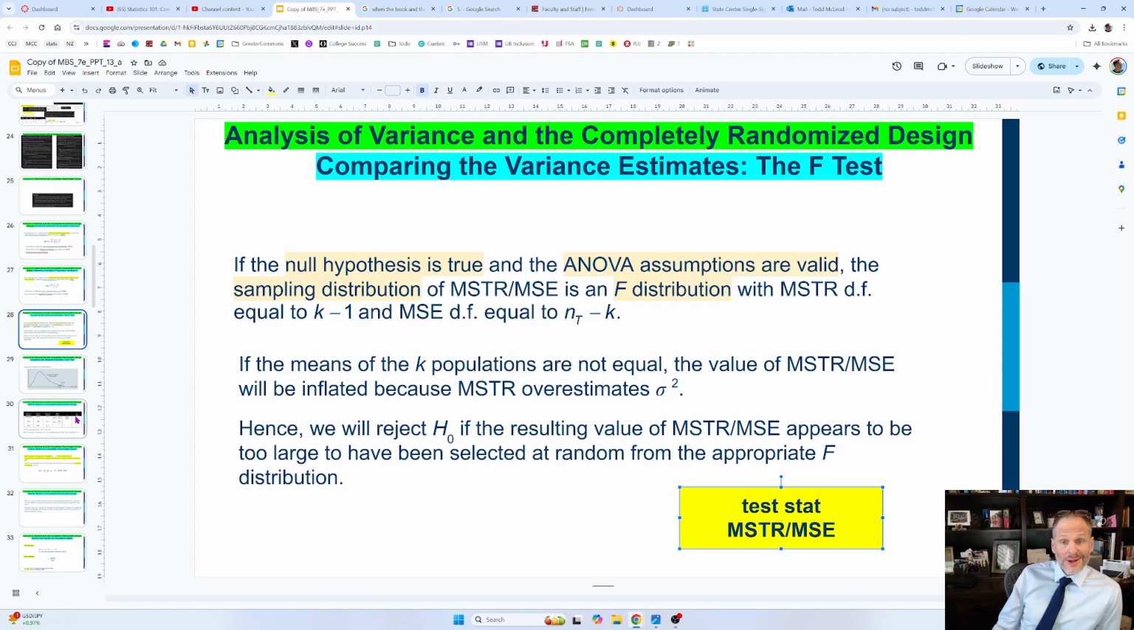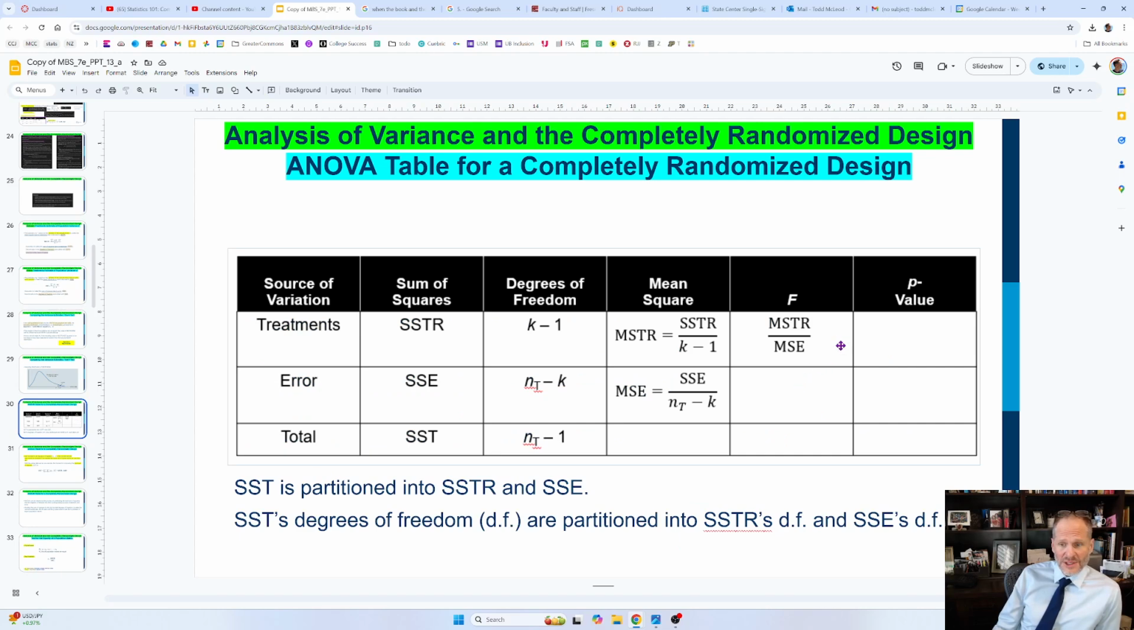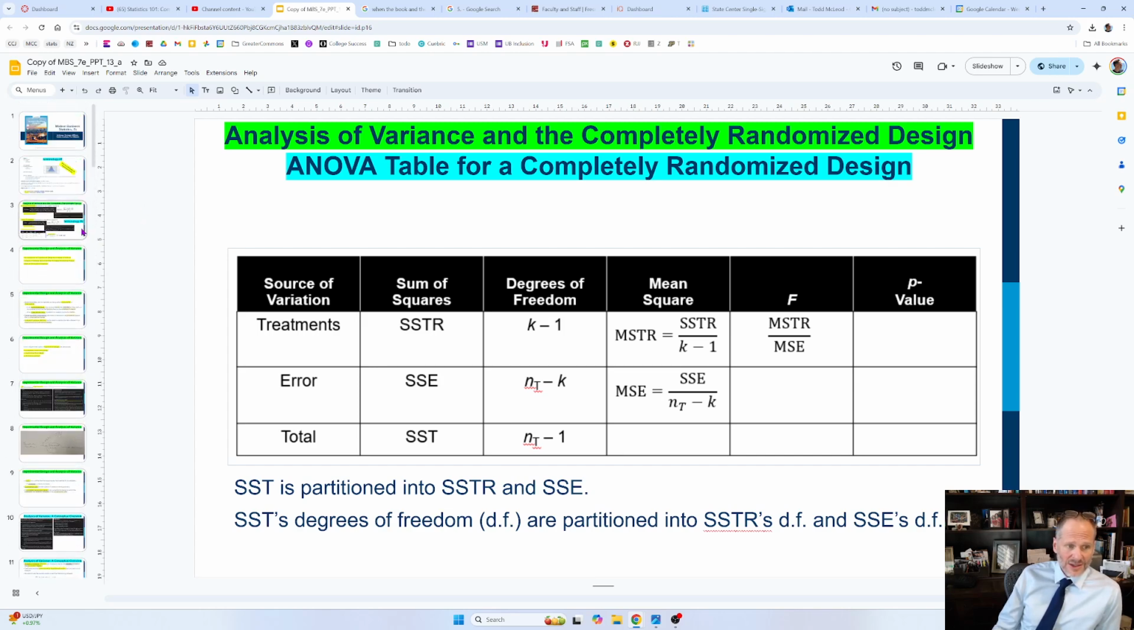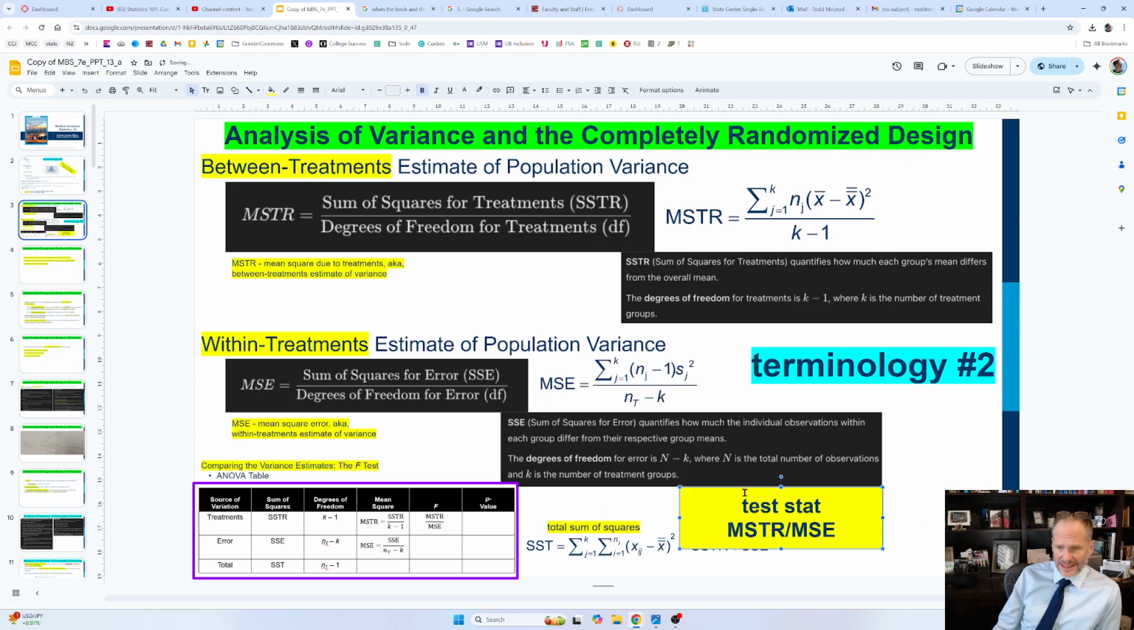There's the test statistic, MSTR over Mr. Mouse, right? And here it is again, Mr. Mouse. That's how we get our F value. And that's our test statistic, so we could test that against a critical value. But I'm going to add the test statistic in here just as a little reminder. I'll put it down here in the corner. And now we have that test statistic up here on our terminology number 2 page.